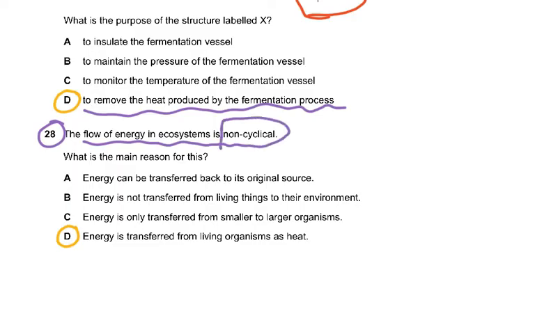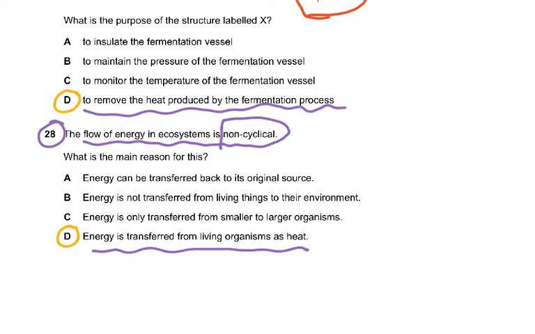Yes, because when you get energy from the sun, it does not go back to the sun. Energy from the sun, photosynthesis, then you eat those plants and the energy is used by you. And then you run about with it. That energy does not go back to the sun ever. What is the main reason for this? Energy is transferred from living organisms as heat. So that heat energy cannot go back to the sun.